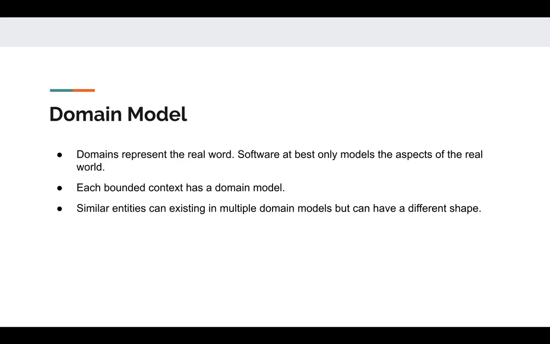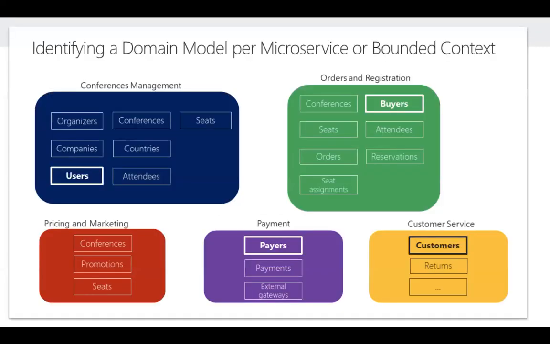Here I also have a third bullet point. Similar entities can exist in multiple domain models, but can have different shapes. What I mean by that is, here's an example, a picture where you have multiple bounded contexts. Each have their own models, but user is also, you could say, a duplicate in the other bounded context for buyers or for payers or for customers. We will see duplication of a participant as an example in our business, okay?